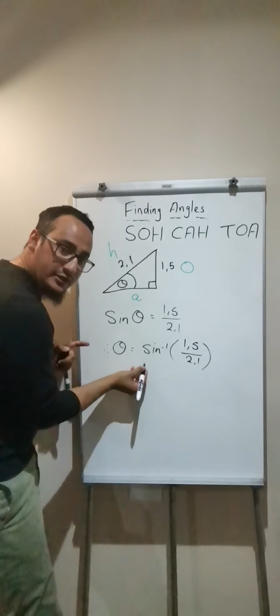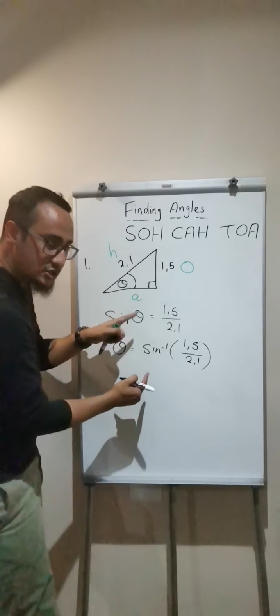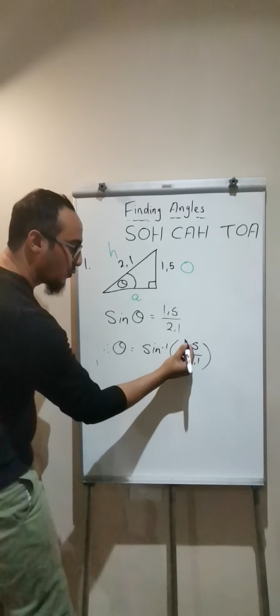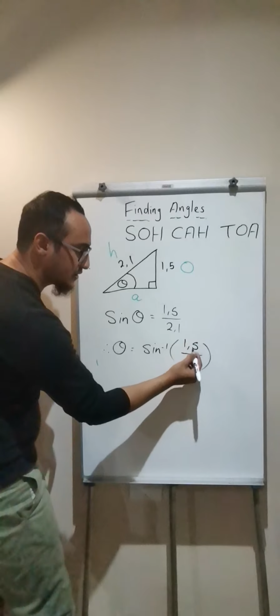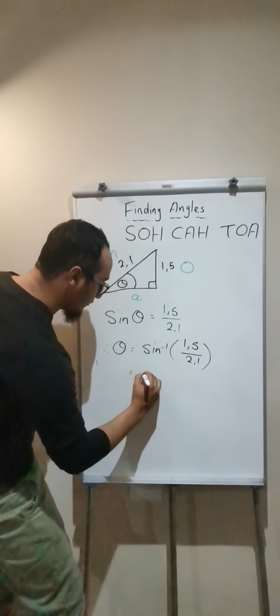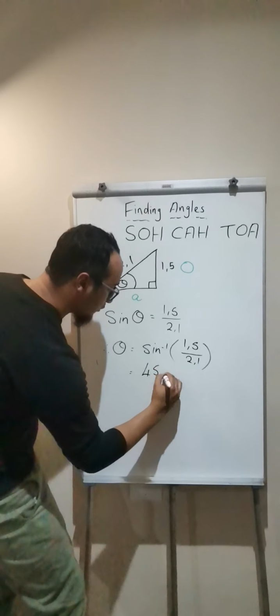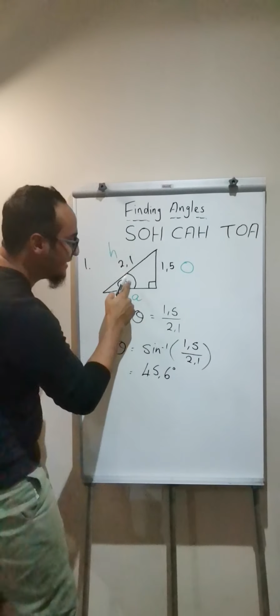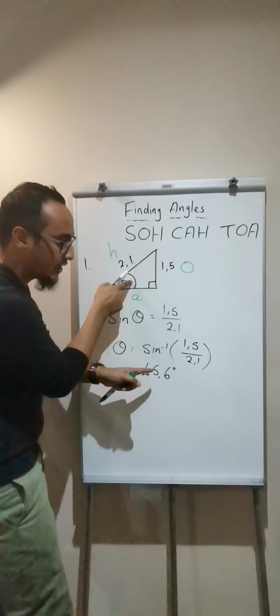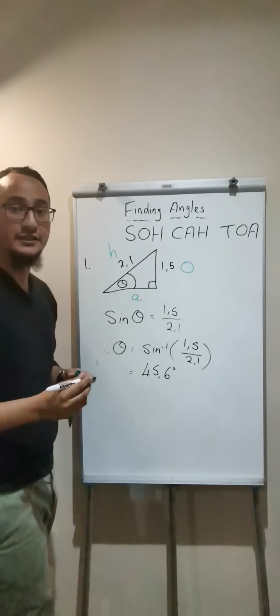So I type it straight into my calculator. I press shift sine. What happens? The bracket pops up. I type in 1.5, which is my opposite, over my hypotenuse, which is 2.1, and I get the answer of 45.6 degrees, meaning that this angle over here has a value of 45.6 degrees.